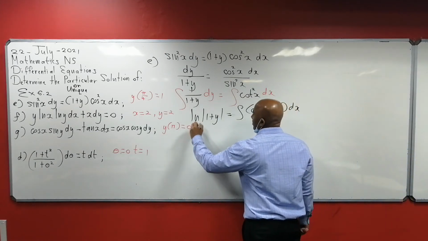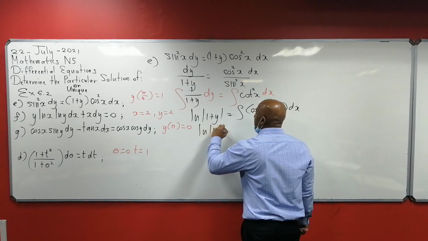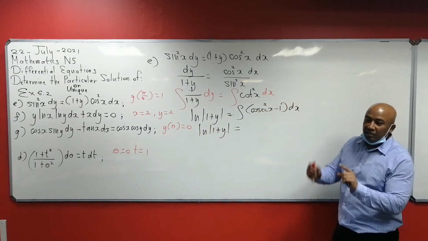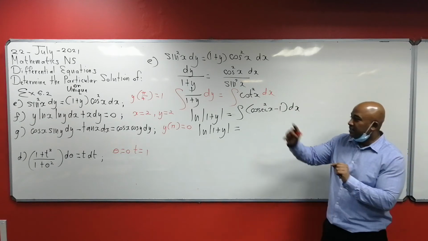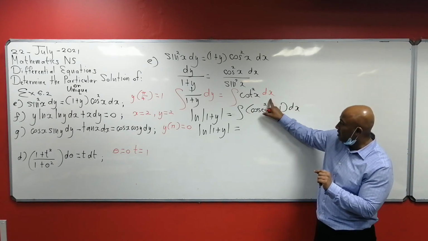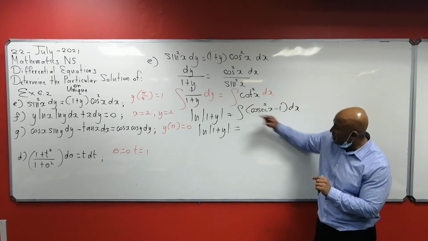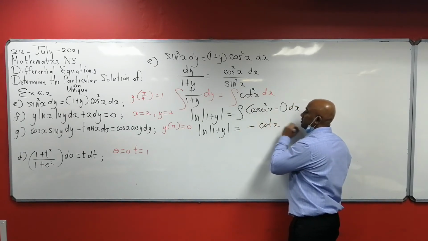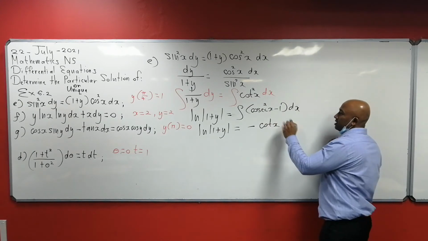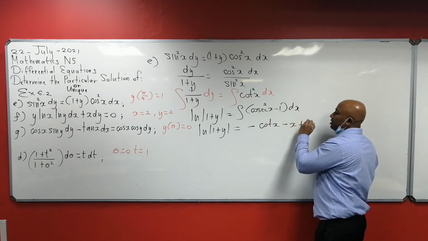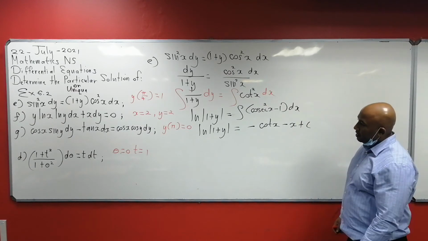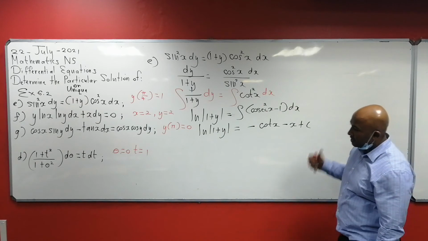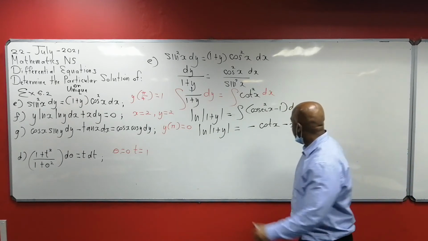So now I've got my ln 1 plus y on the left hand side. The right hand side, you know that when you differentiate cot, the answer is negative cosec squared. But since this is positive, the answer will be negative cot x minus x plus c. What values are we substituting now? Oh, lucky we're not going to get this one example. It was undefined, but not this one.